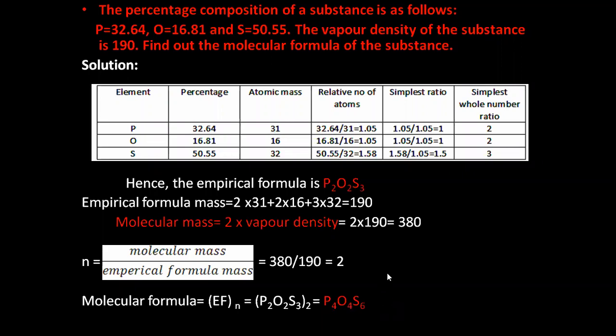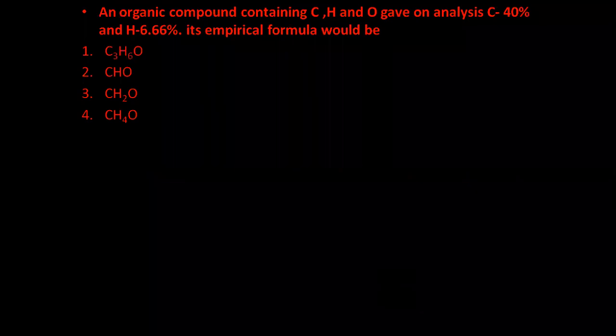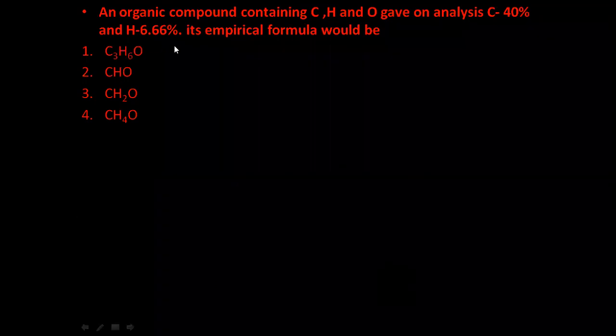Coming to the next: an organic compound containing carbon, hydrogen, and oxygen gave on analysis 40% carbon and 6.6% hydrogen. Its empirical formula would be, and they have given us the 4 options.